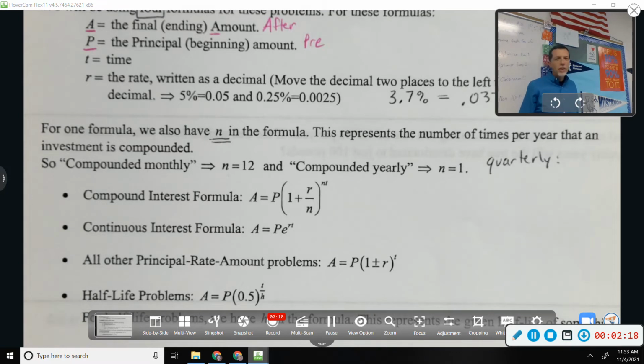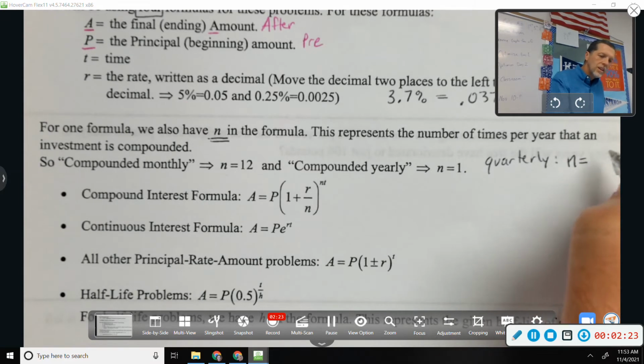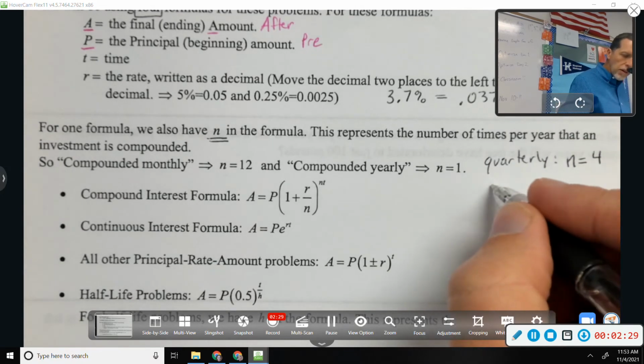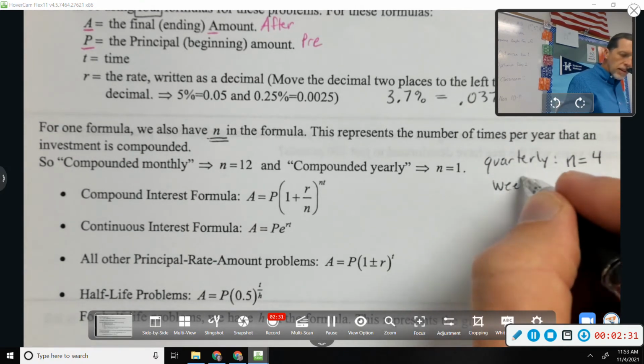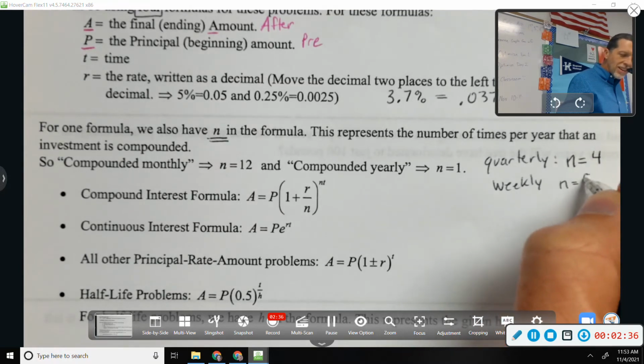So if it's compounded quarterly, what would n be? 4. Because there's 4 quarters in a year, like there's 4 quarters in $1 and 4 quarters in a football game. How about weekly? What would n be? 52. Good.